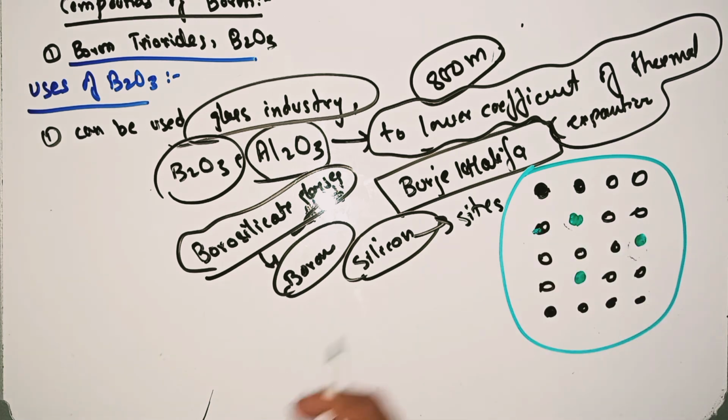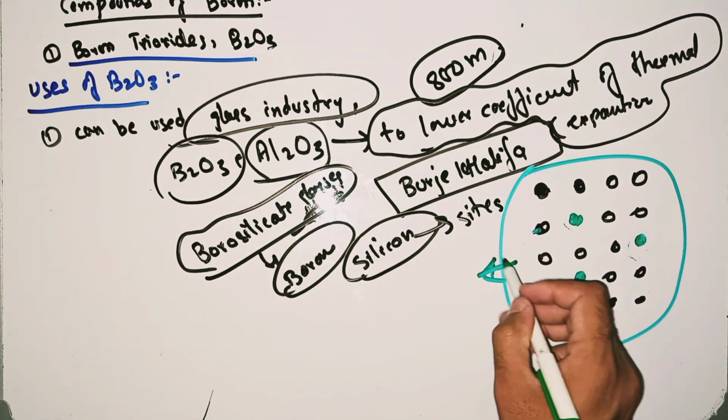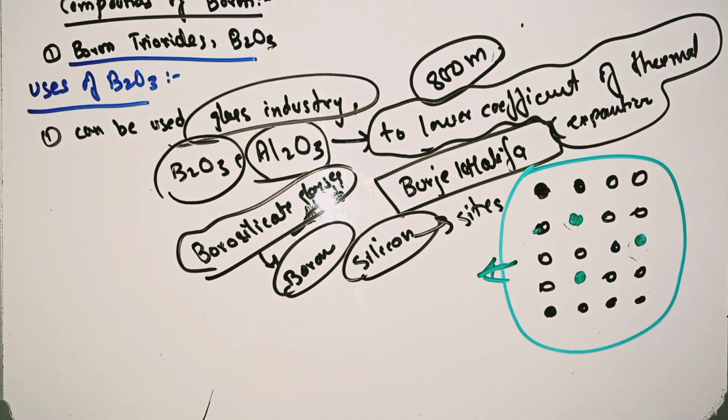So this glass, called borosilicate glass, has a very low coefficient of thermal expansion and is used in the Burj Khalifa to keep the temperature constant inside the building. I hope my points are clear.